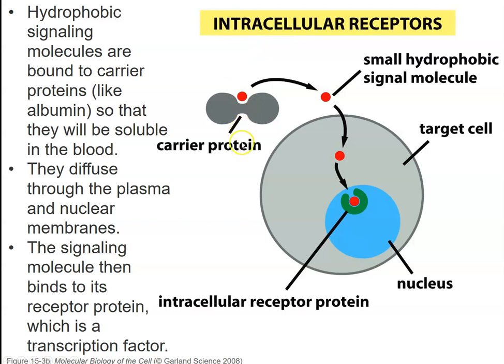What happens is that the ligand then needs to dissociate from the carrier protein, and then it can, again, go right across the membrane because it's nonpolar. It doesn't need any carrier to do that. It may even diffuse across the nuclear membrane or go through those gates to encounter its intracellular receptor protein in the target cell. And then that will be a transcription factor.